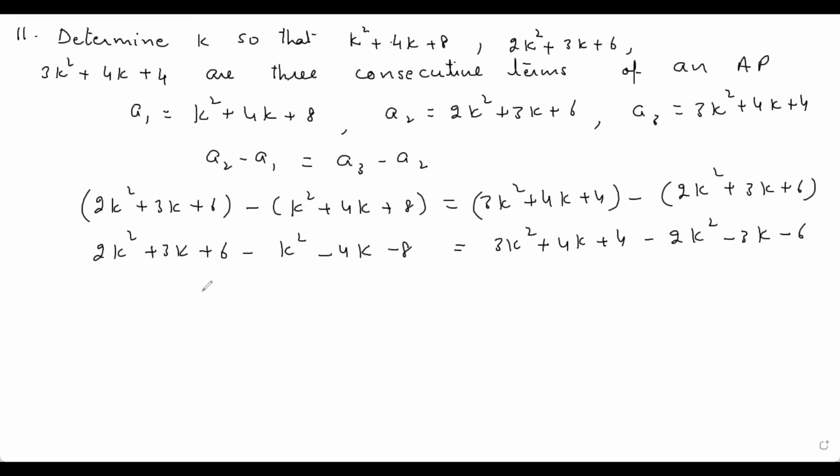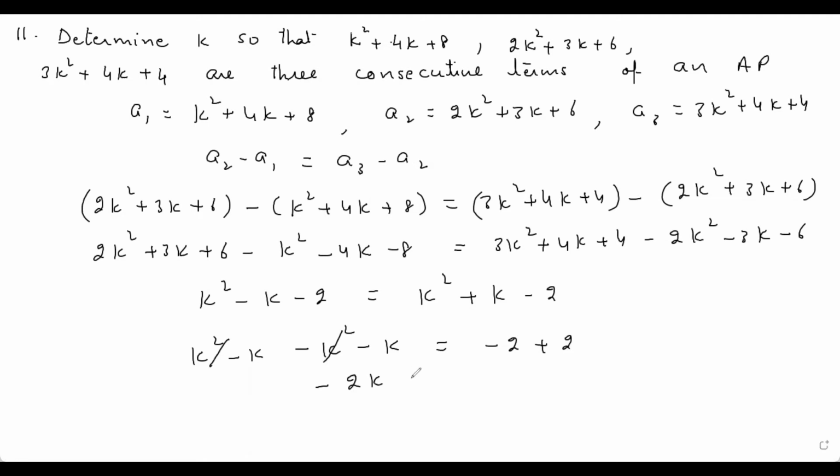Now this is equal to k square minus k minus 2 is equal to k square plus k minus 2. Now k square minus k square minus k is equal to minus 2 plus 2. Now k square cancelled, minus 2k is equal to 0. It means k is equal to 0 by minus 2. That is k is equal to 0. So value of k is equal to 0.